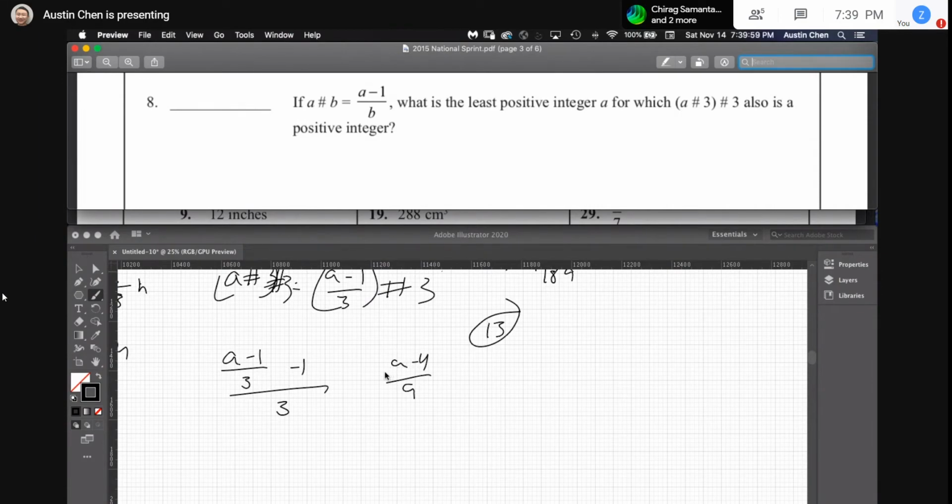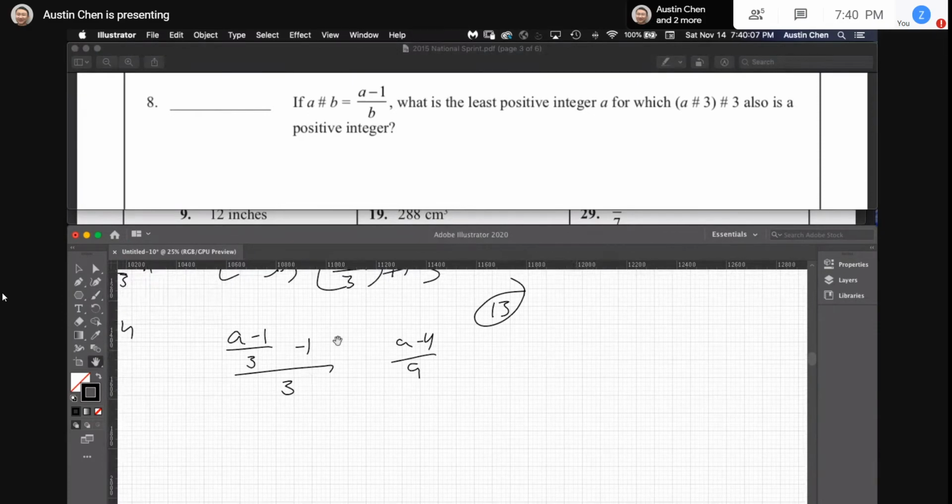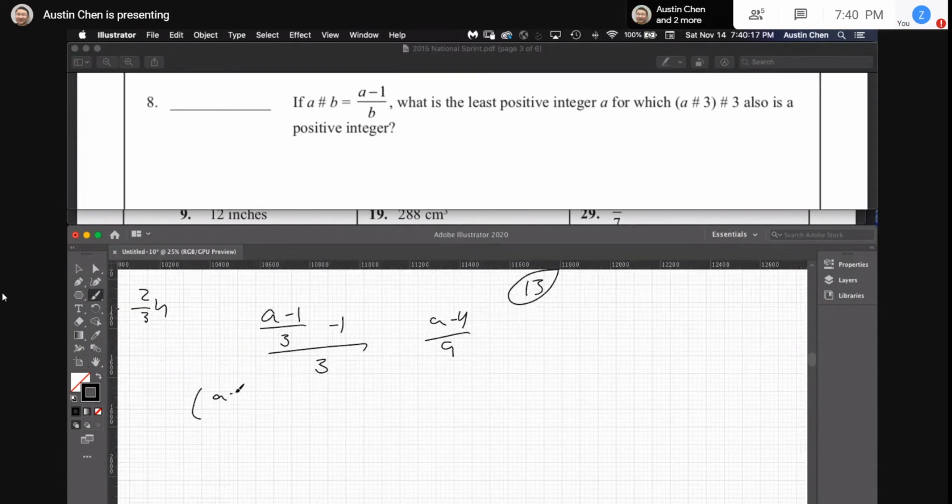Wait, how did you get from that A minus 1 over 3 minus 1 over 3 to A minus 4 over 9? Yeah, I can show you. Okay, never mind. So you just get this minus 1 on top, so then it would be A minus 4 over 3, and then you have A minus 4 over 3 for 3, right? So you have something over something, and then it's over something. You can just multiply the overs, right? So then it's A minus 4 over 9. Yeah.